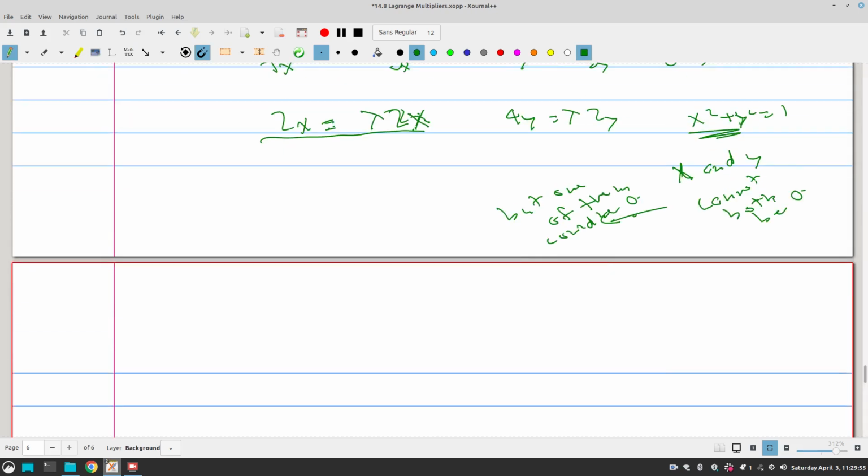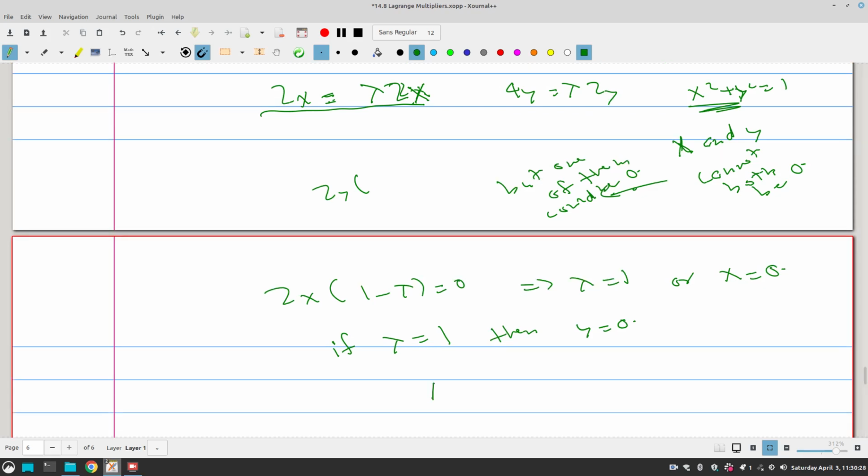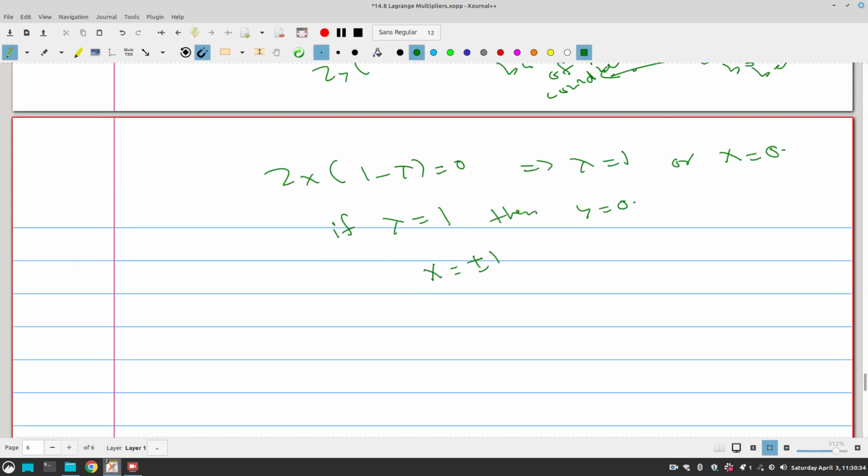The first equation, 2x lambda, gives me 2x(1 minus lambda) equals 0, which tells me that lambda equals 1, or x equals 0. Now if lambda equals 1, then of course y equals 0. And this tells me that x equals plus or minus 1, from here. So we have plus or minus 1, 0 as our critical points.